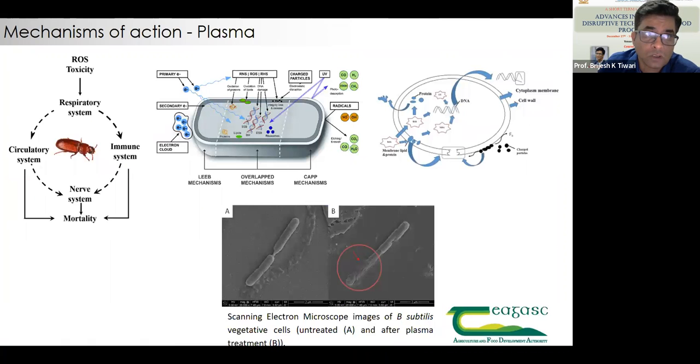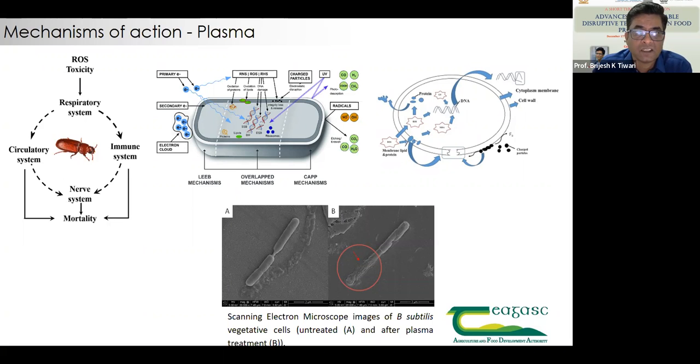Now, if you go to different modes of action, when it comes to insects, reactive oxygen species toxicity is through the respiratory system, which not only impacts its circulatory system, nervous system, or immune system but also causes mortality. It is because, as I said the other day, we cannot become resistant to oxygen, same as insects cannot develop resistance against plasma species. As of today, it has not been proven that insects can become resistant to the plasma species, whether it's reactive oxygen species coming from plasma or from insects.